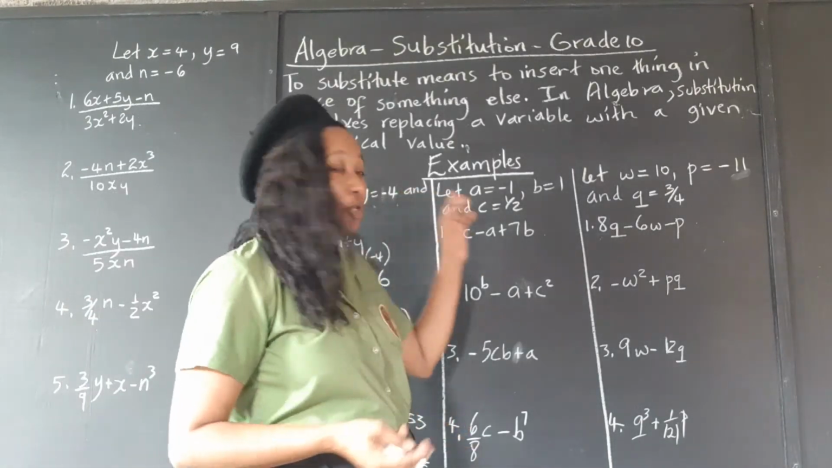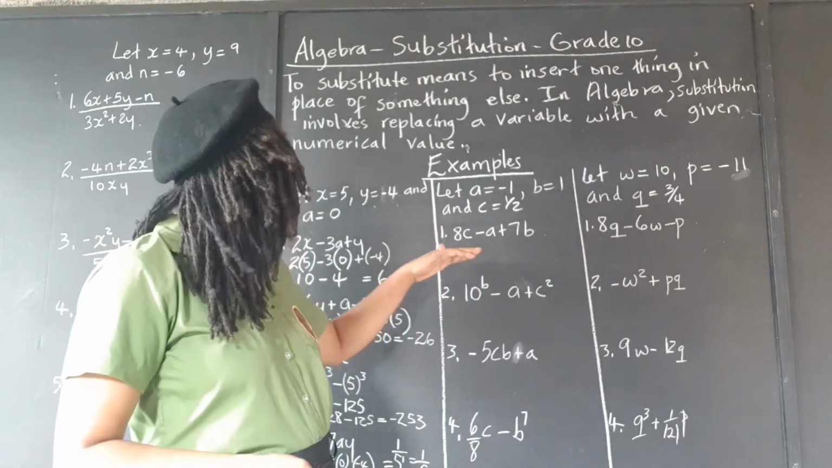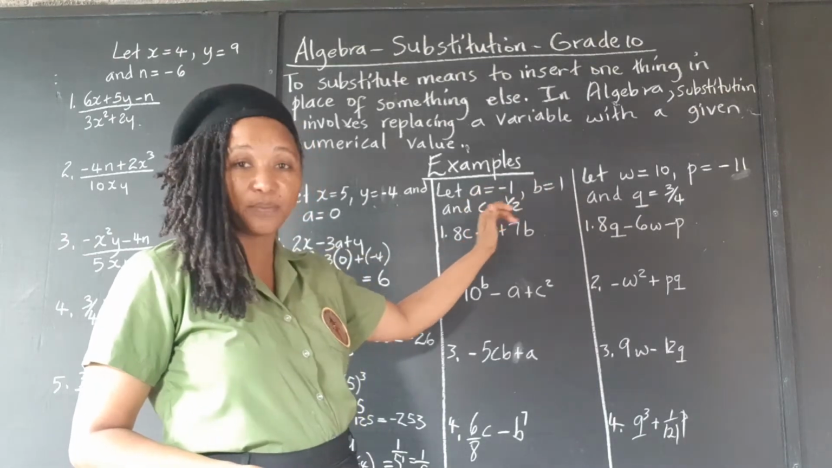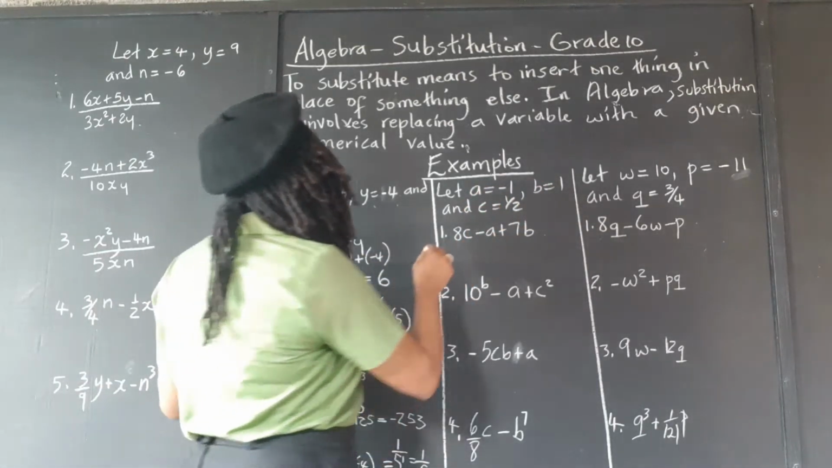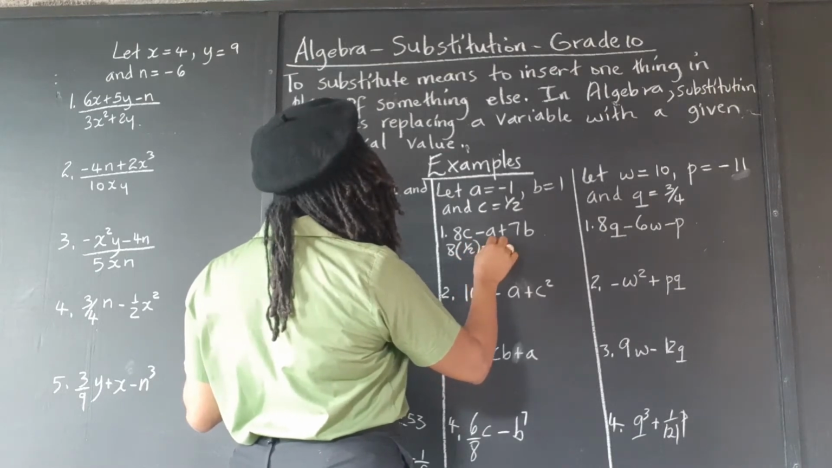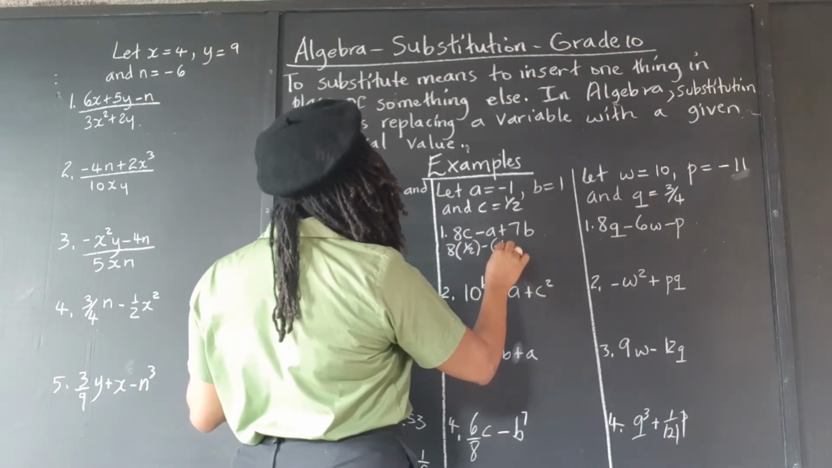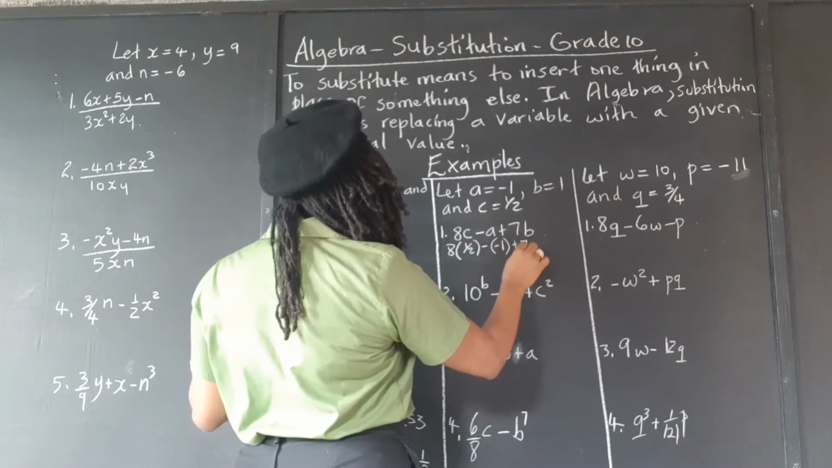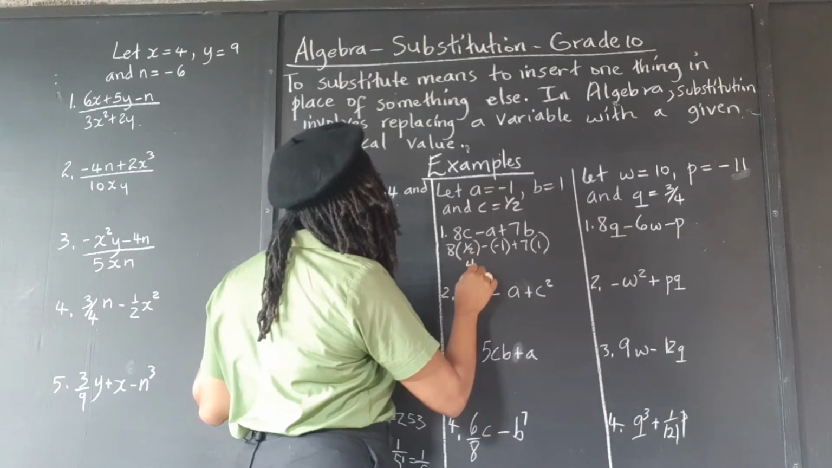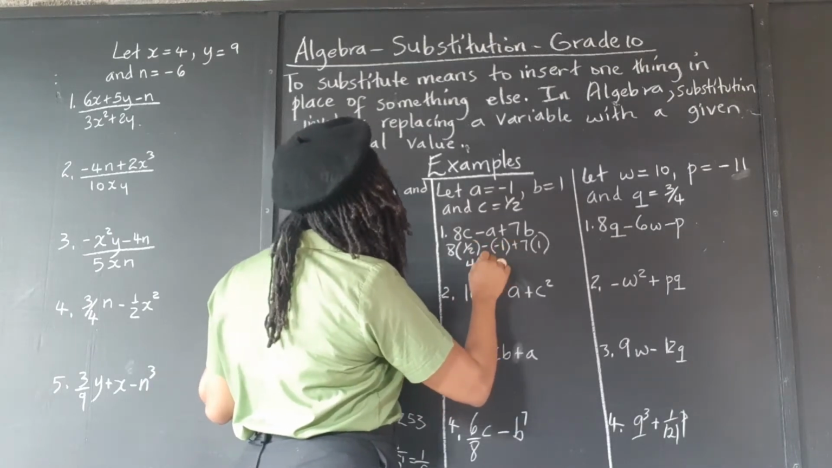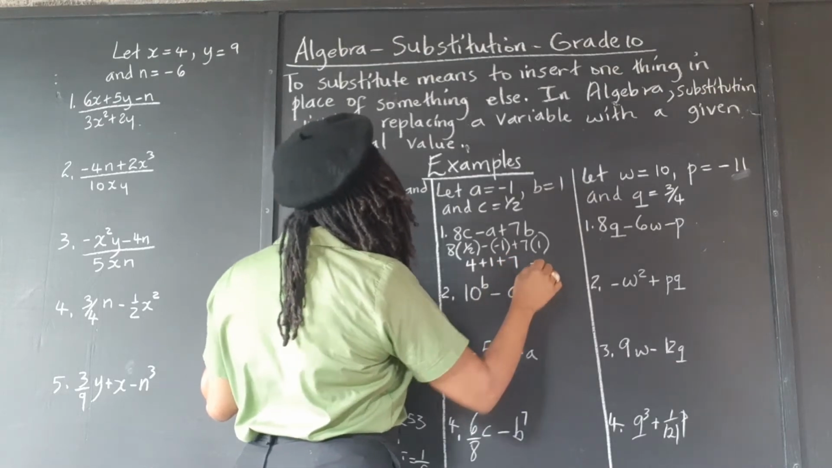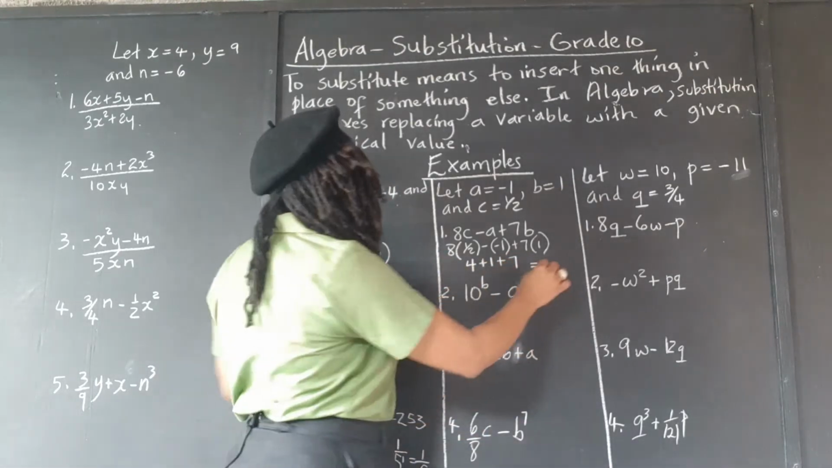Alright, so we're given a new set of values. We're told let A be negative 1, let B be 1, let C be a half. So it's 8 times a half minus negative 1 plus 7 times 1. 8 times a half, half of 8 is 4. Negative times negative 1, that's a positive 1. 7 times 1 is 7. 4 plus 1, 5, and 7, that's 12.